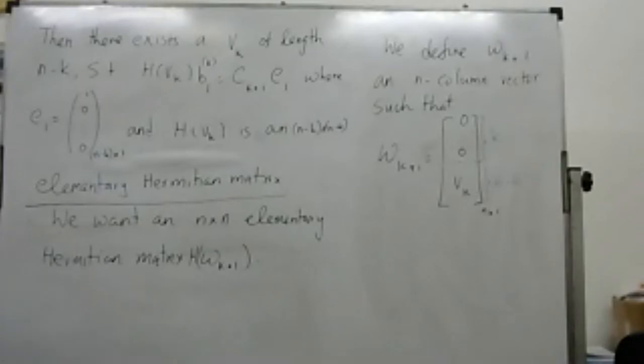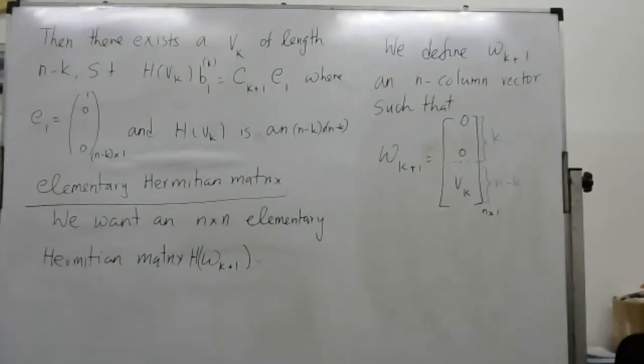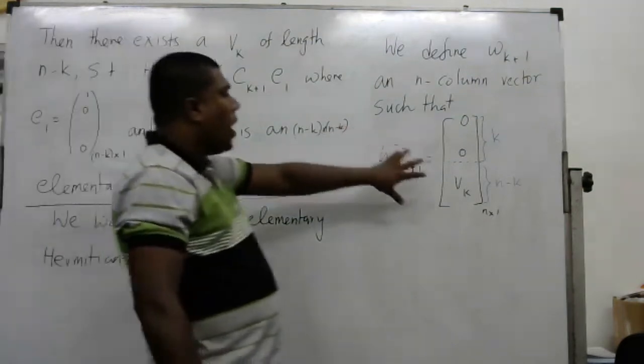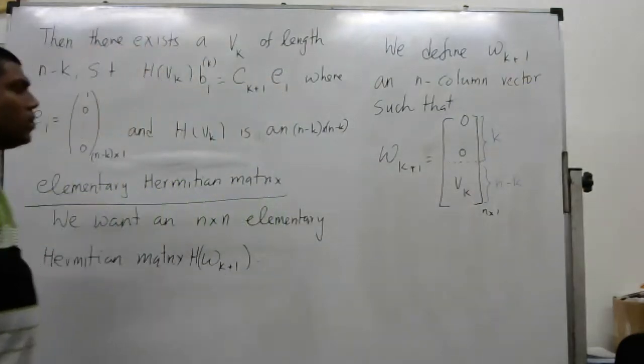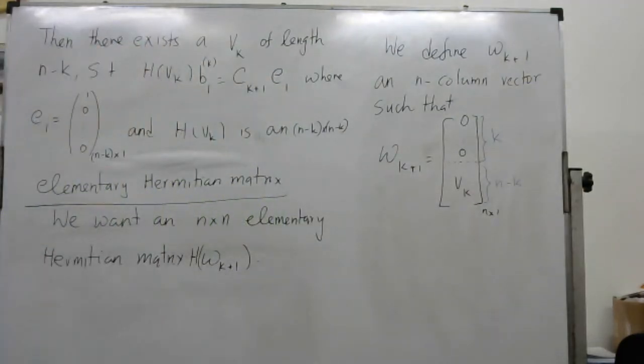Okay, so Vk is an n minus k length vector. So what you do is you put zeros on the top, above the Vk, a certain number of zeros, such that you make the whole length n. Here you have n minus k components in Vk, so you have to add k more components to make it length n. So you put k zeros on the top. That is how you create an n length vector out of a vector which is not of length n.